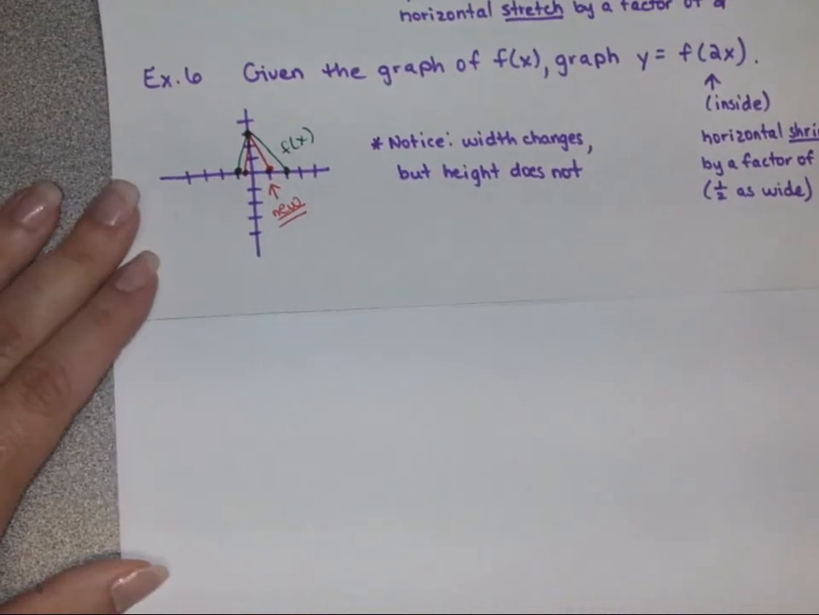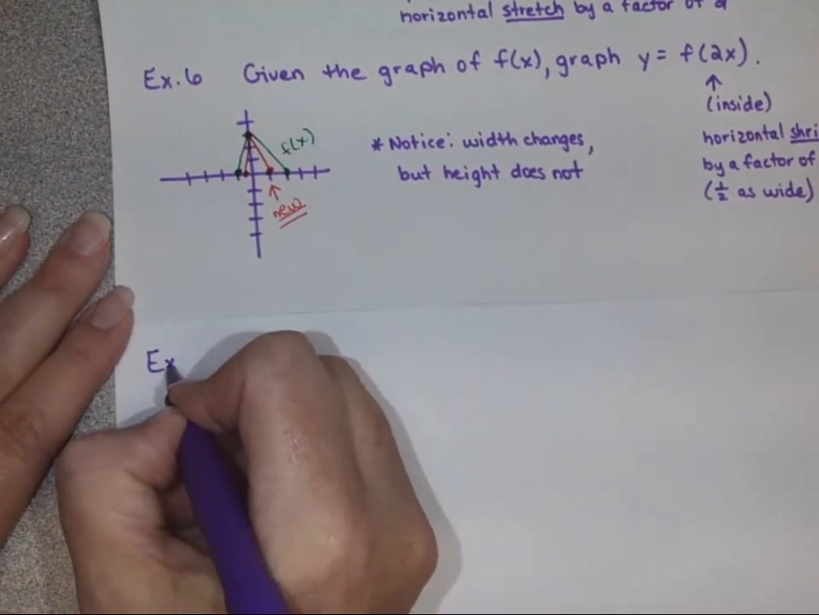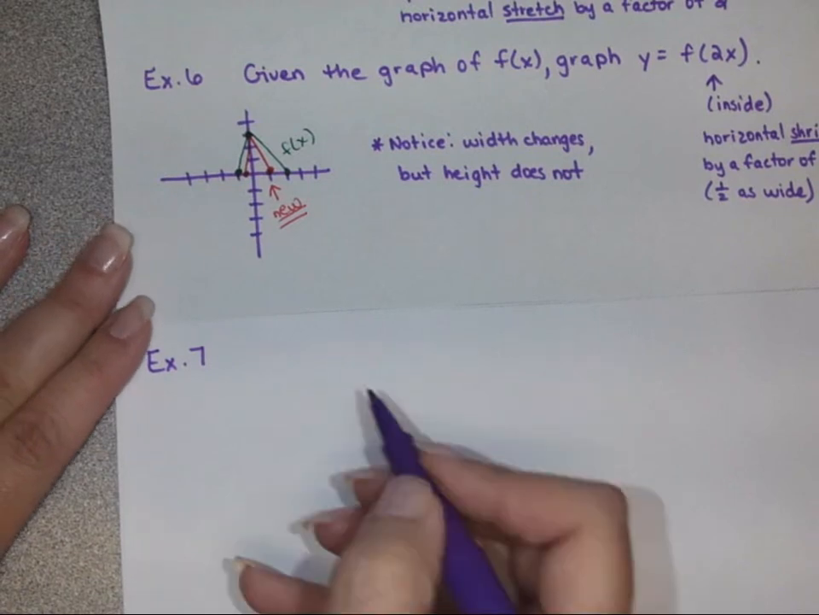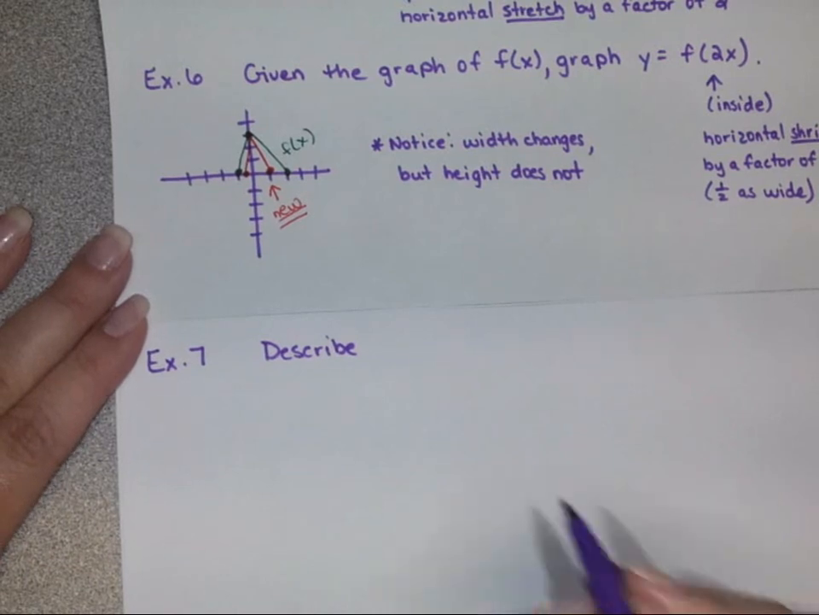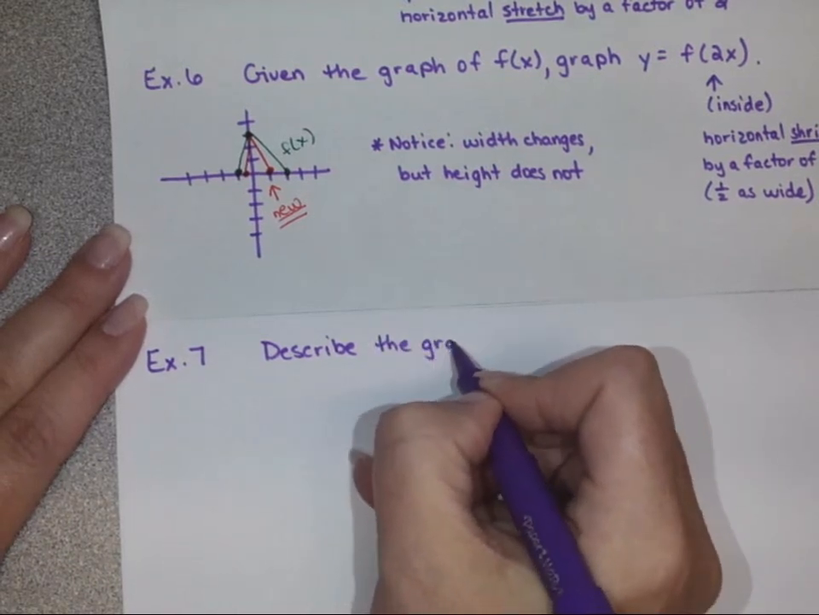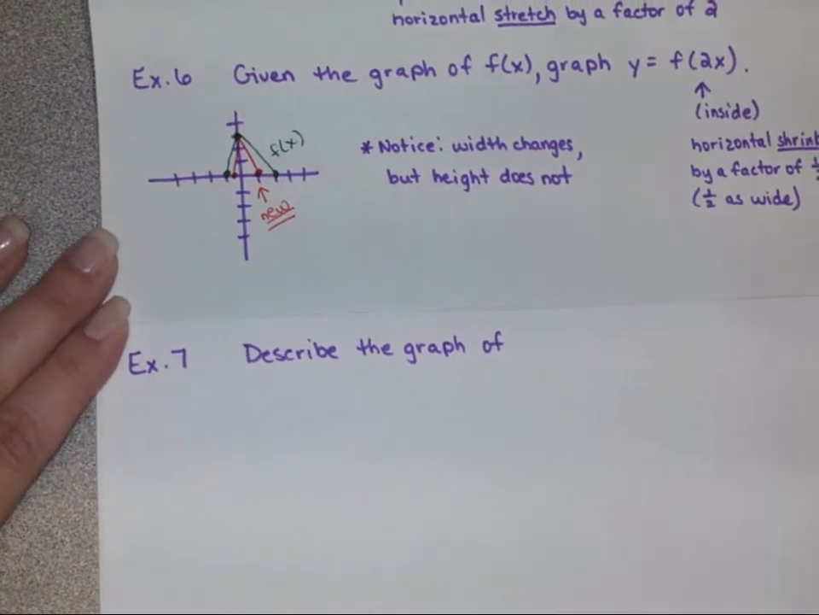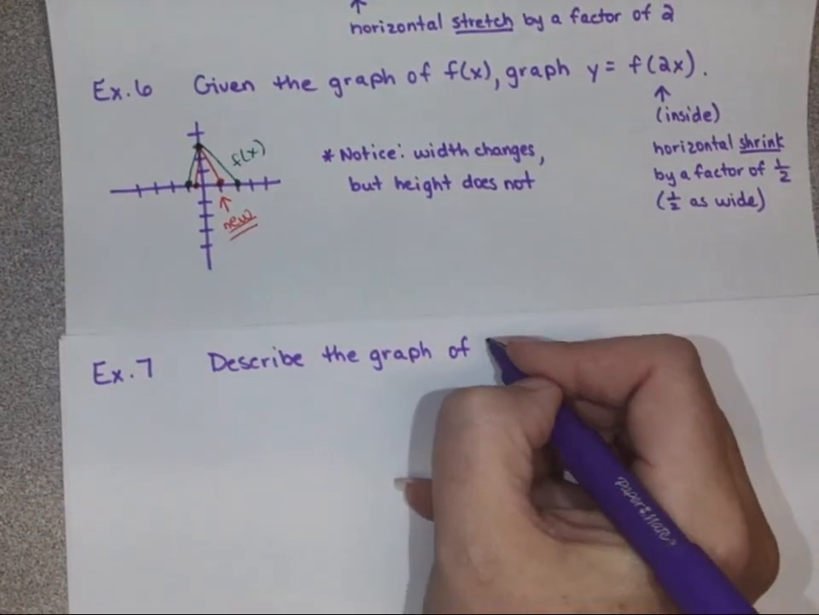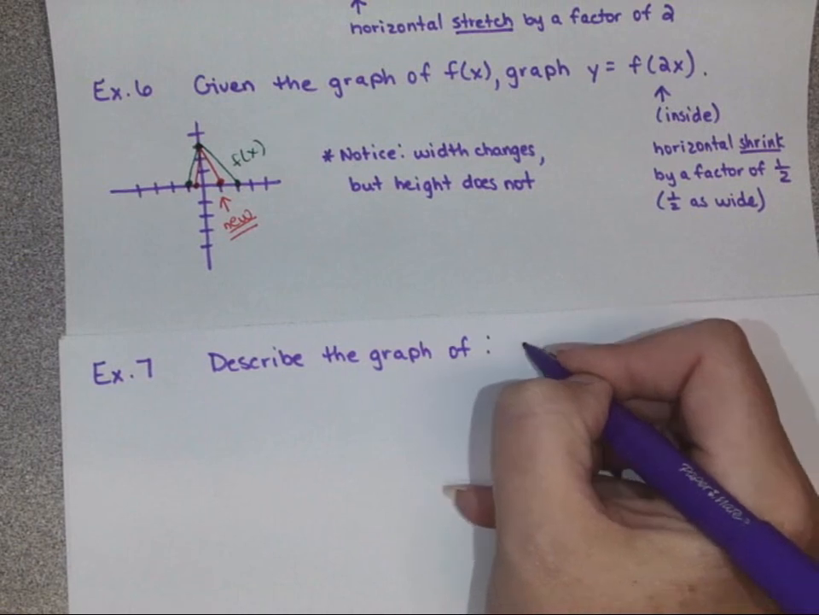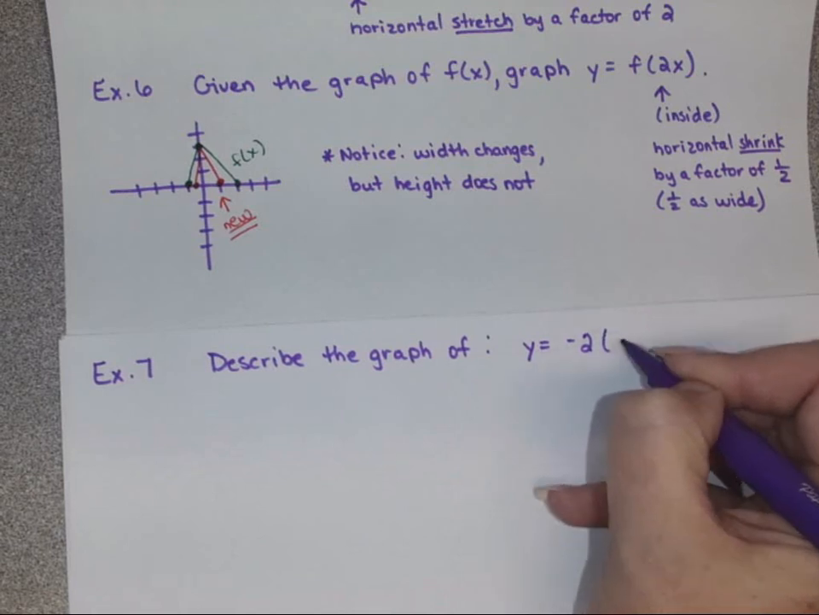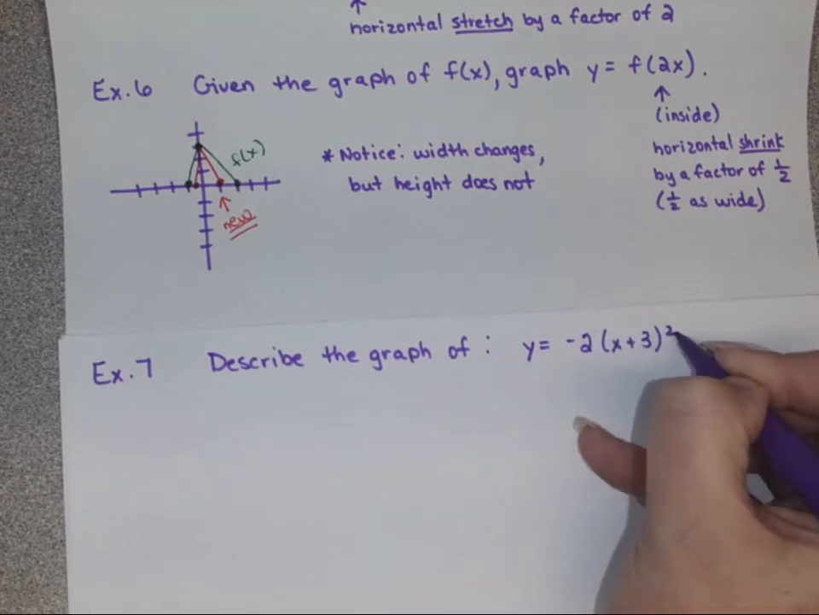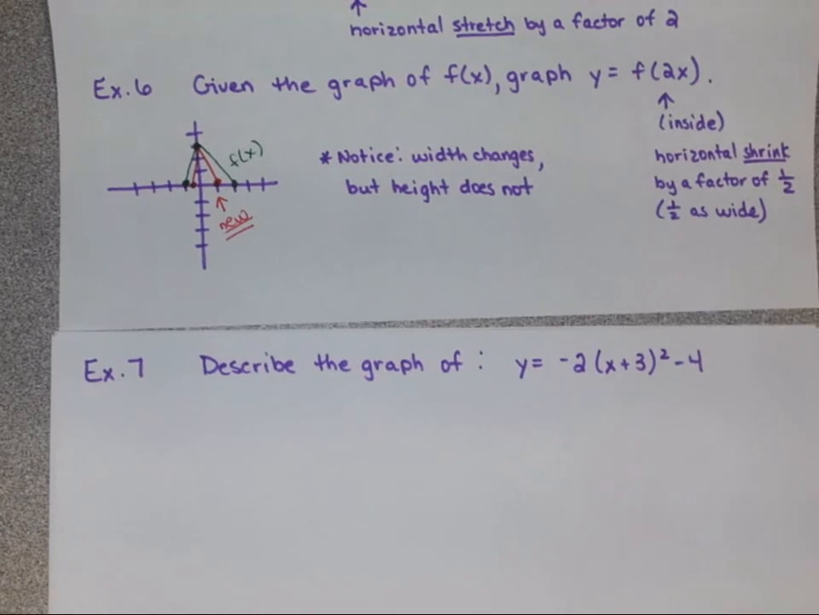Okay, so let's do one example that might have a lot of different changes, and we'll see if we can go in order here. So rather than us graph this just to save time, I just want you to describe the graph of the following. Let's say it's y equals -2 times (x plus 3) squared, and then minus 4. I don't necessarily want us to graph this, I just want us to describe what we have.